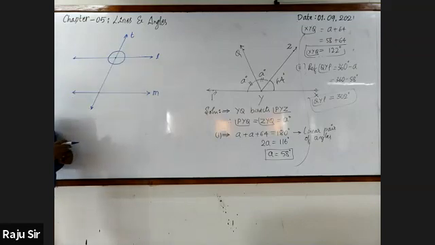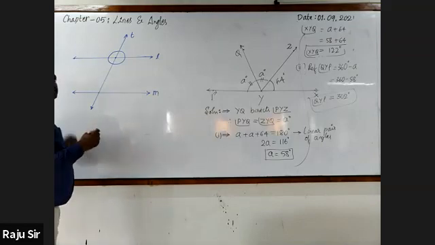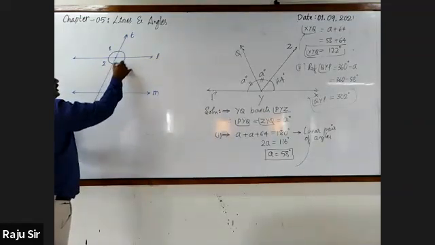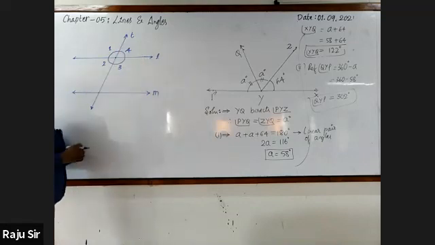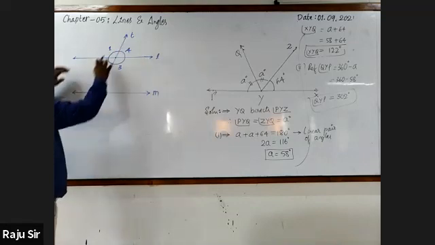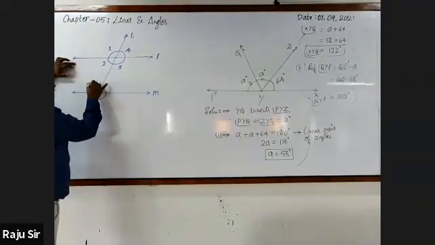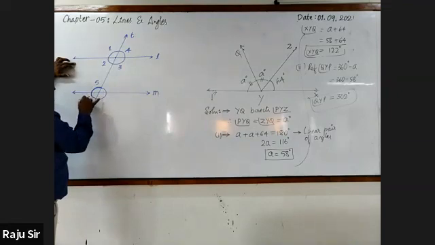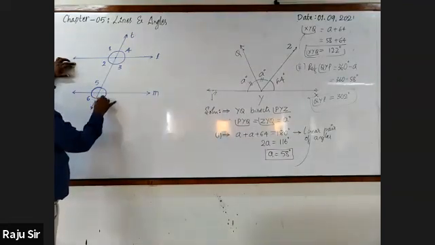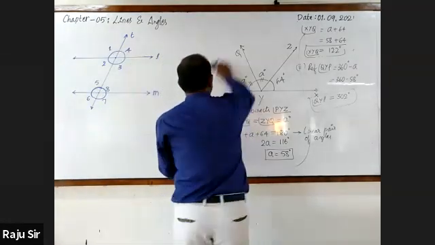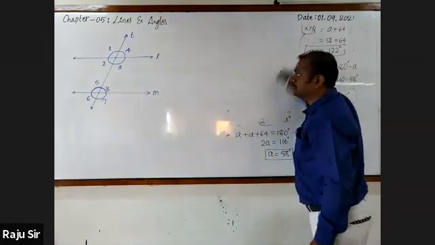Let us go for numbering them. Clockwise or anti-clockwise? Clockwise. 1, 2, 3, 4. I have followed anti-clockwise. Next, here 4 angles are formed. This is 5, this is 6, this is 7, this is 8. Total 8 angles are there.